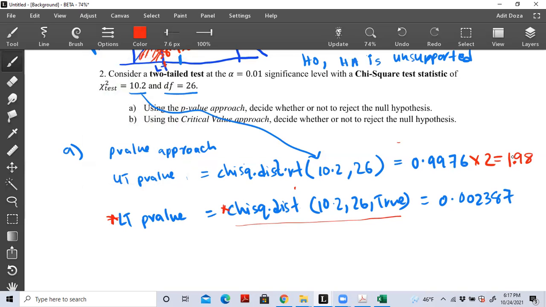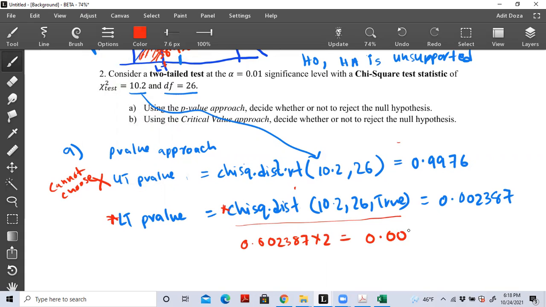So this is rejected, because probability cannot be greater than 1. So we cannot pick the upper tail p-value, because the p-value would be greater than 1. But the lower tail p-value, we can multiply it by 2, right? 0.002387 times 2 is 0.004774, right?